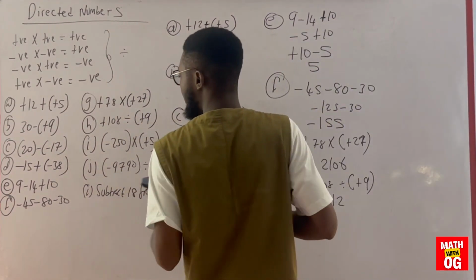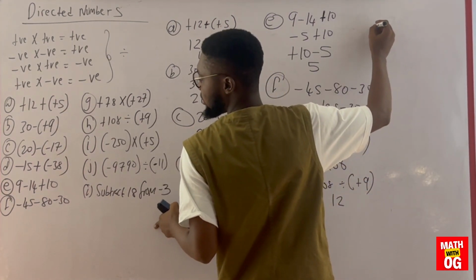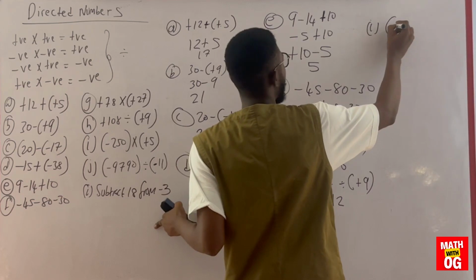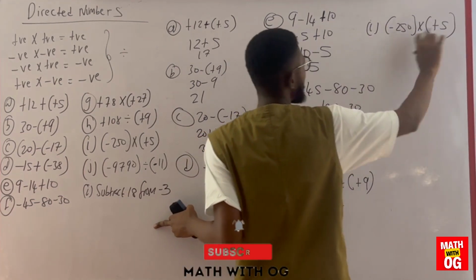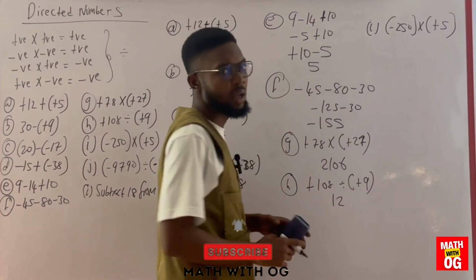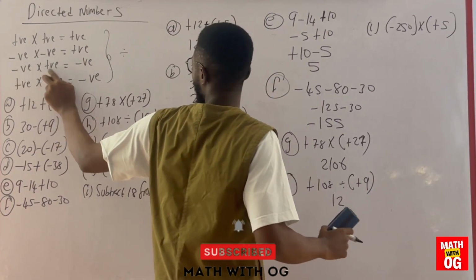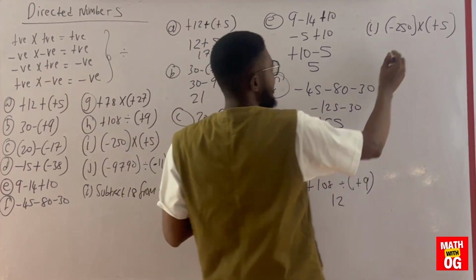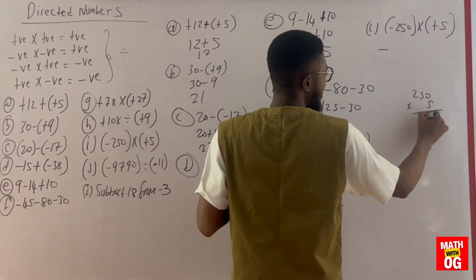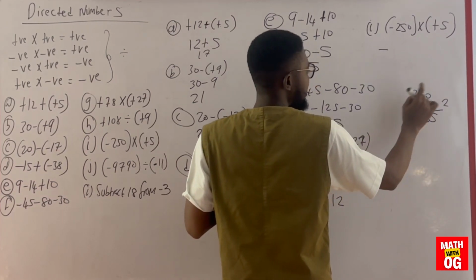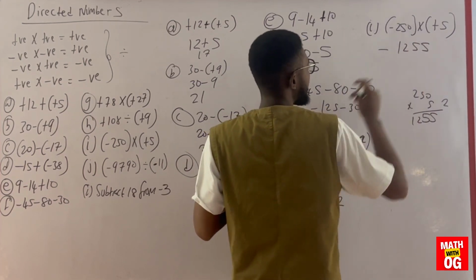Now, next question, you have minus 250 multiplied by positive 5. That is I. So we simply find 250 times 5. After doing that, a negative number multiplied by a positive number will give you a negative answer. So this is negative. 250 times 5. 5 times 0 is 0. 5 times 5 is 25. Put down 5, carry 2. 5 times 2 is 10. 10 plus 2 is 12. So we have 1250.